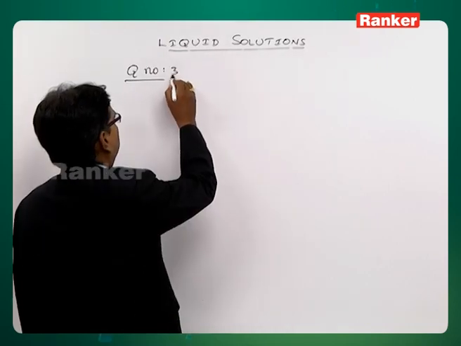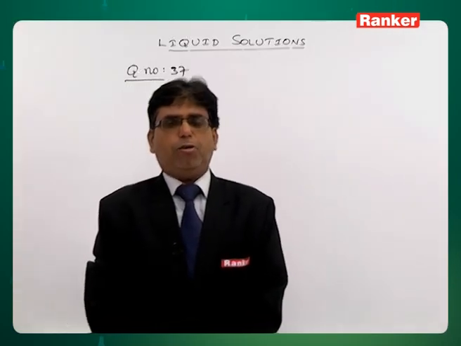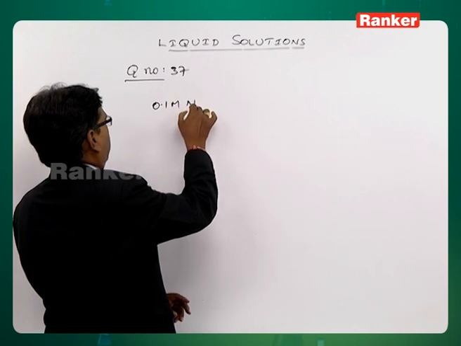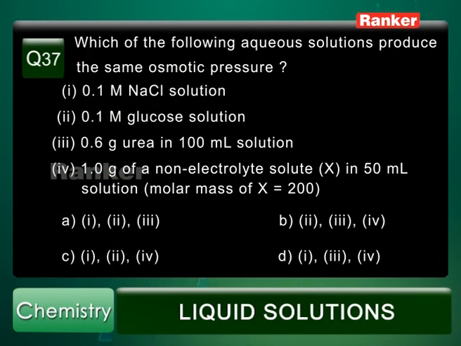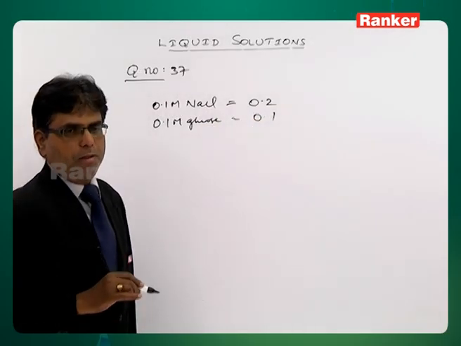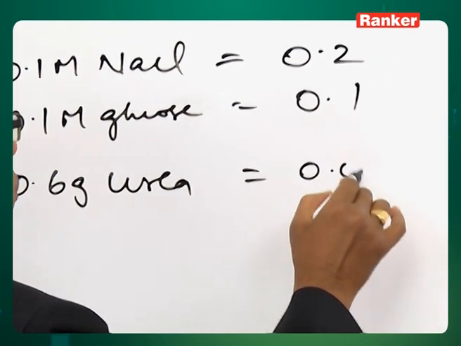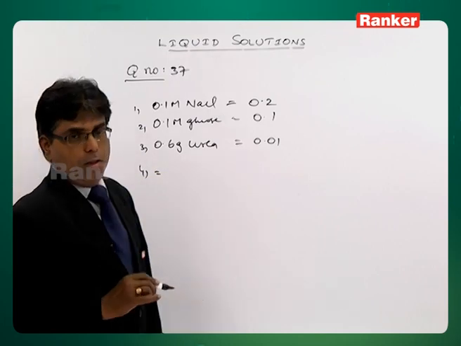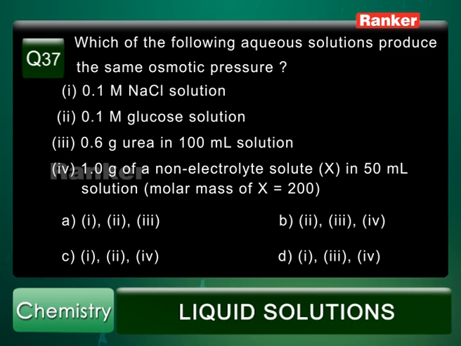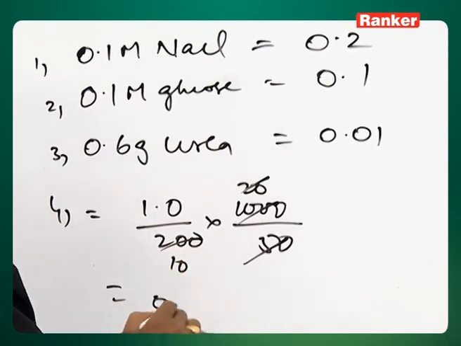Let us move to question number 37. Which of the following aqueous solutions produce the same osmotic pressure? 0.1 molar NaCl. NaCl is a strong electrolyte, so the i factor will be 2. So, the actual concentration 0.1 molar NaCl, in terms of particle concentration, is equivalent to 0.2. 0.1 molar glucose. Glucose is a non-electrolyte, so it will remain 0.1. 0.6 grams of urea, urea molecular weight is 60, so 0.6 is 0.01. And 1 gram of non-electrolyte solute X in 50 ml solution whose molecular weight is 200. So, 1 by 200 into 1000 by 50, this is equal to 0.1.